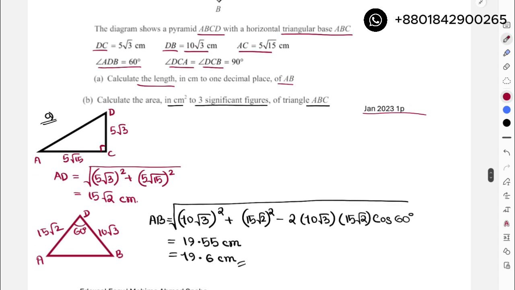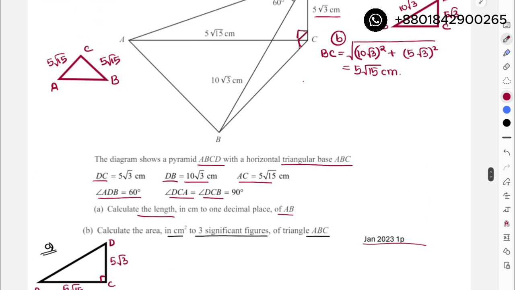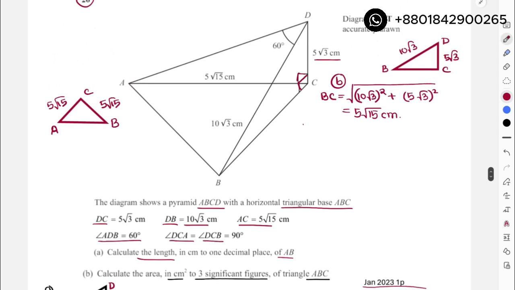Sorry, wait one minute. No, over here this is supposed to be a subtraction, right? Because 10 root 3 was the hypotenuse, and from there I'm supposed to get a different value, not this one, sorry.